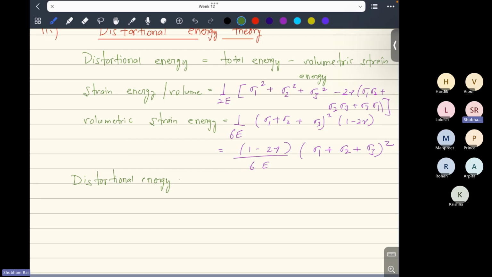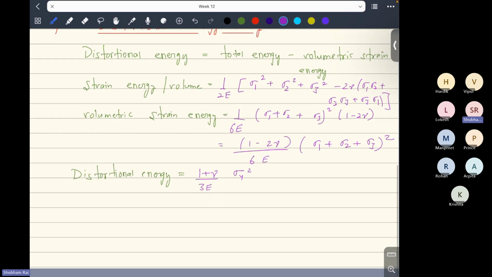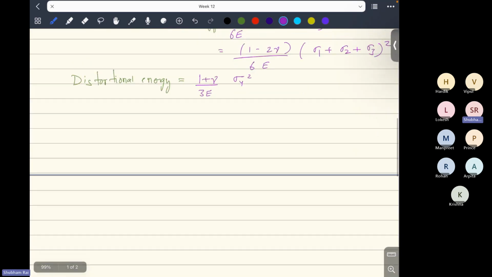So if you write distortion energies, that will be (1 plus nu) by 3E into sigma y square. That is distortion energy, and then you have critical distortion energy. Sorry, this is critical distortion energy. Let me write firstly the generalized expression, then I'll write the expression of critical distortion energy.